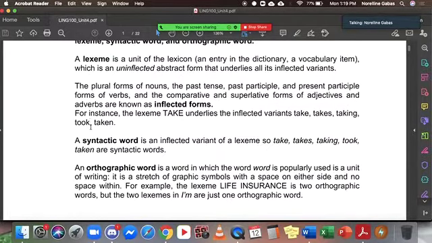So, lexemes, inflected words, syntactic words. Okay, lexemes, ito yung uninflected abstract forms. Pag inflected words, ito yung nagkaroon ng transformation yung root word, because kailangan so that you can have a good relationship in the sentence. In syntactic words, ito na mismo yung ginamit na sa sentences. Syntactic words.